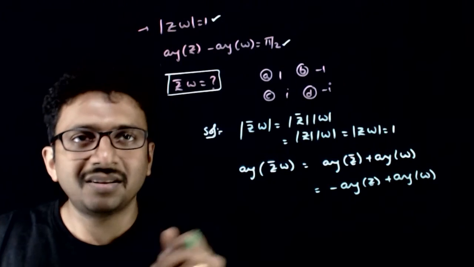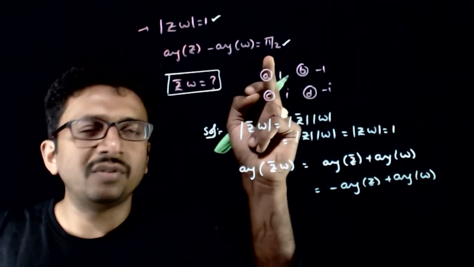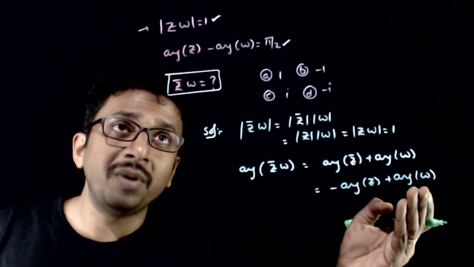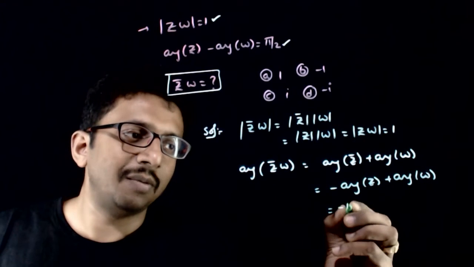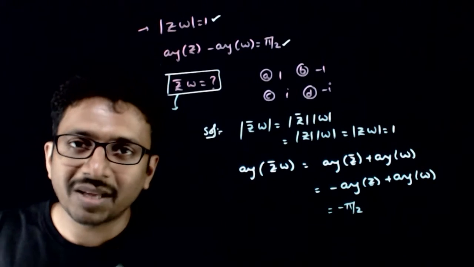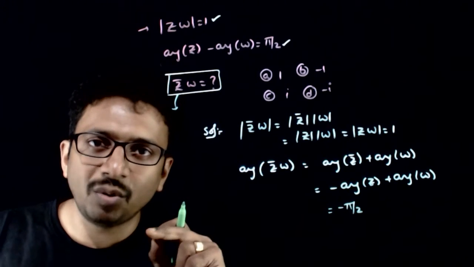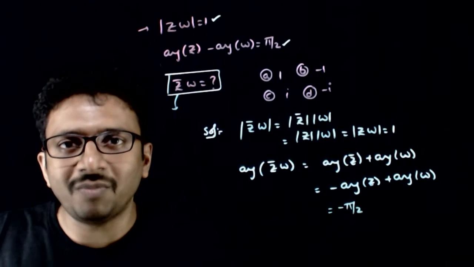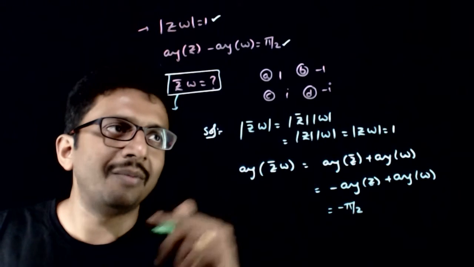And what is this given as? Argument of z minus argument of omega is pi by 2. So argument of omega minus argument of z is nothing but minus pi by 2. So this is a complex number whose mod is equal to 1 and argument is equal to minus pi by 2. So what should be the complex number?